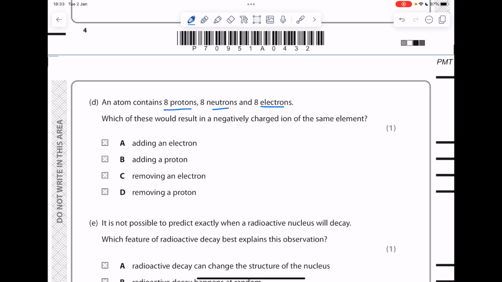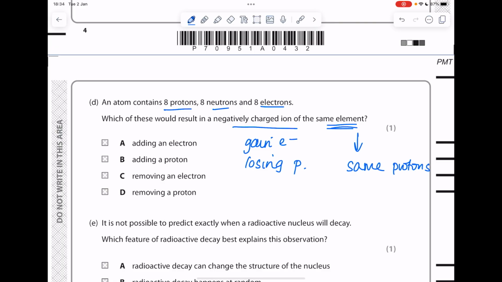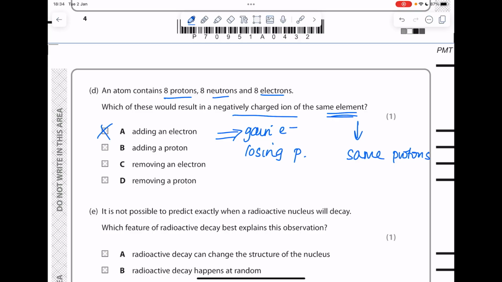An atom contains 8 protons, 8 neutrons, 8 electrons. Which of these would result in a negatively charged ion of the same element? So remember what you're going to do in order to be negatively charged. You're going to either gain electrons or lose protons. But the key term here is it's the same element, which means we need to keep the same protons, because remember the proton number dictates the element, which means it's this option here we're going to have to go for. So the answer here is A.